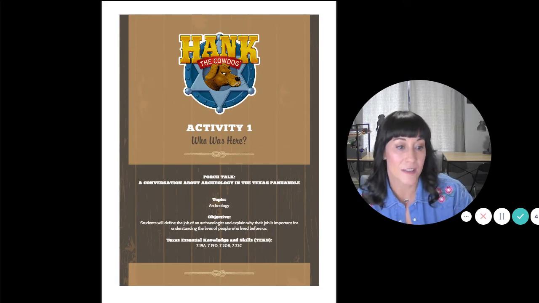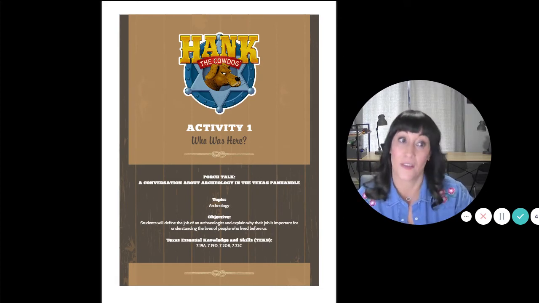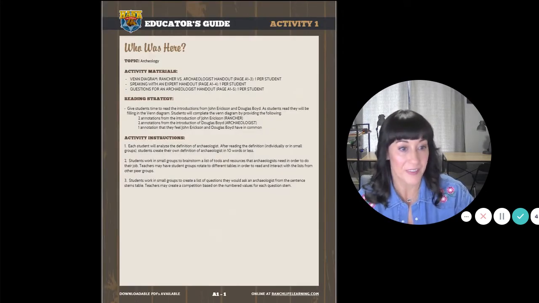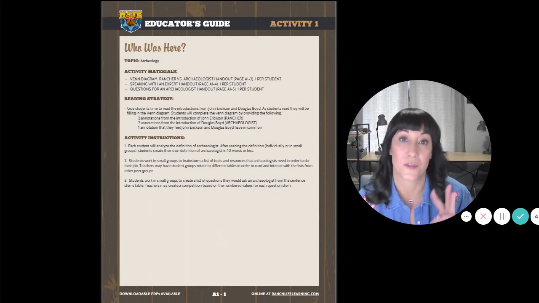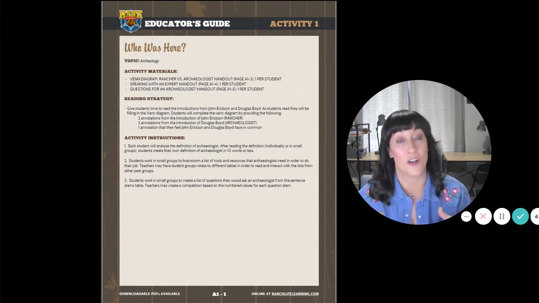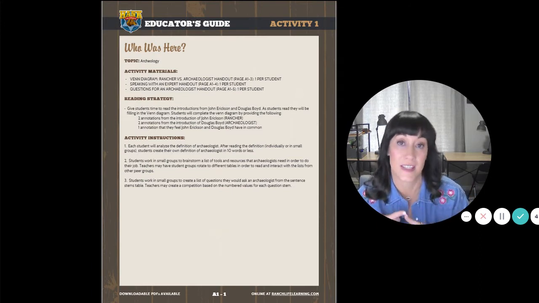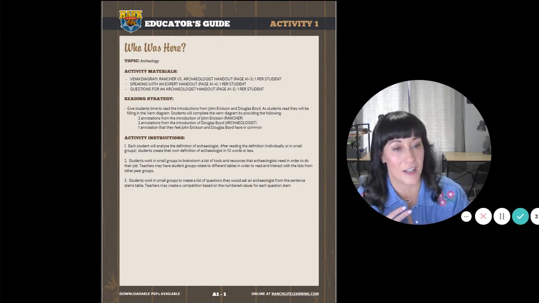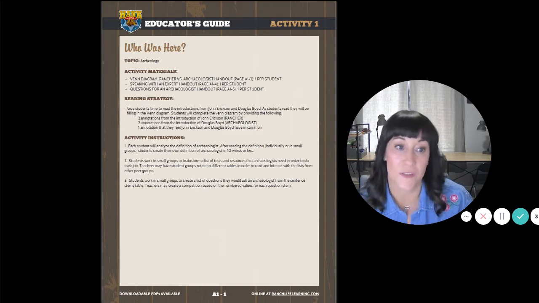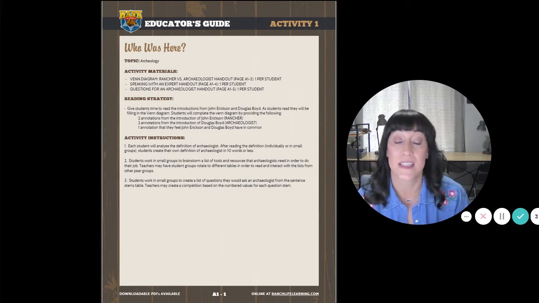So the standards on Activity 1 are on the bottom of page 1 to tie it to your Texas state standards. For the Educator's Guide page, you have 3 handouts on your materials list. We have a Venn diagram that goes along with your reading strategy, speaking with an expert handout, and then the questions for archaeologists.